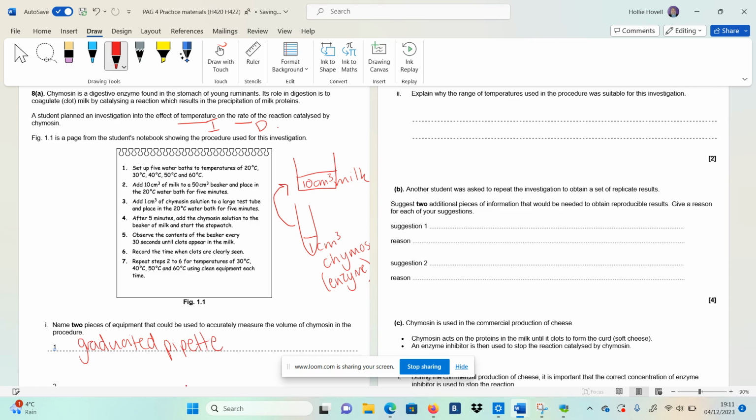We could say a volumetric pipette. We could say a syringe. We could say what type. So, for example, a 1 centimeter cubed syringe. Okay, but we need to be really, really specific. All right, so we need to use equipment that's small enough for what we're measuring. Because we're measuring really small amounts, even measuring cylinders are probably going to be too big. You're not going to get the mark even for a measuring cylinder, and definitely not a beaker. We don't measure in beakers.